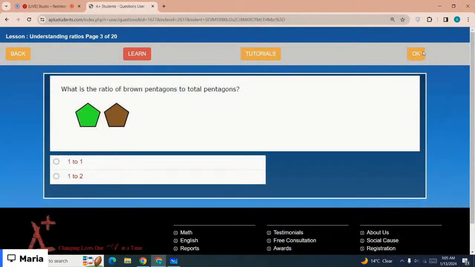What is the ratio of brown pentagons to total pentagons? So which is the correct option? You have total two pentagons, right? So brown to total. Brown is 1 and total is 2. So that is 1 to 2. Got it? The correct option is 1 to 2.